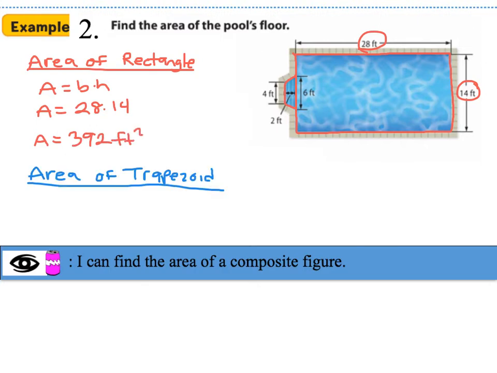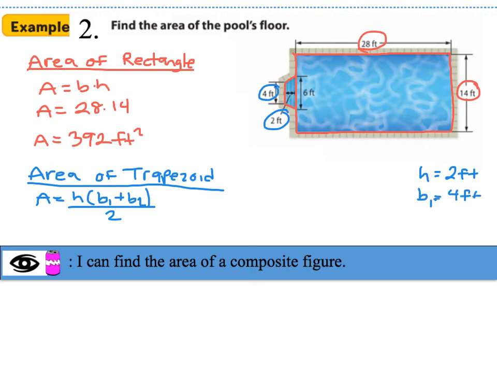So now let's find the area of the trapezoid. The area formula would be area is equal to the height times the quantity of base 1 plus base 2 divided by 2. So let's identify the information that we have. The height would equal 2 feet. Base 1 would be 4 feet. And base 2 would be 6 feet.